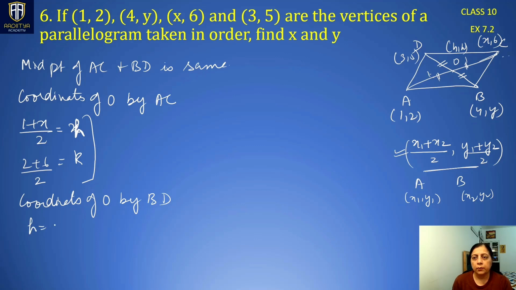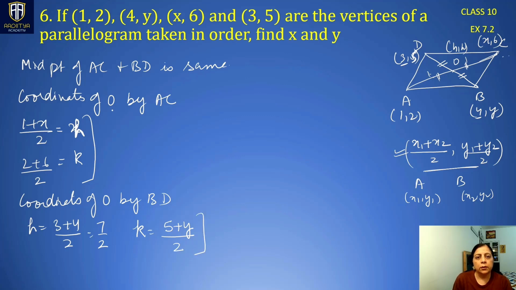So h here becomes (3 plus 4) by 2. Here x1 is this, x2 is this. So (3 plus 4) by 2 is 7 by 2. And for k, it becomes (5 plus y) by 2.